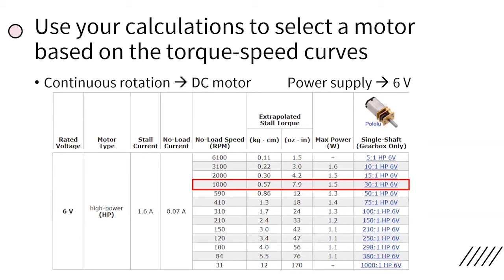So now we see that we have 4 motors that may work based on their no load speed and their stall torques. Now what you have to do is start taking a look at the actual torque speed curves to consider where underneath that curve your design point is going to land. So in this case, let's take a look at this motor here, which has a no load speed of 1,000 and a stall torque of 7.9 ounce inches.